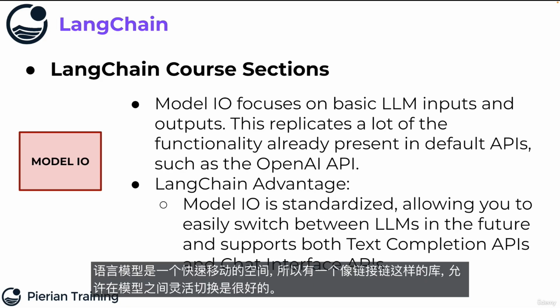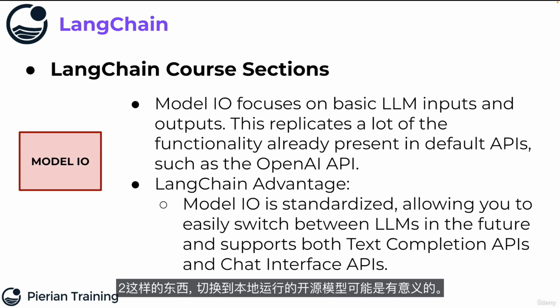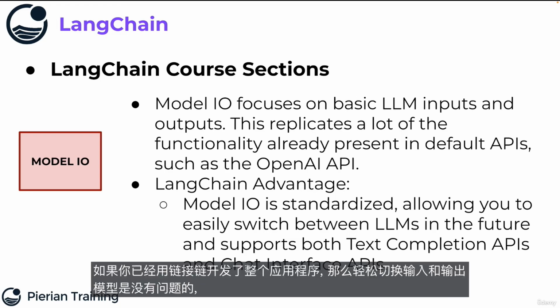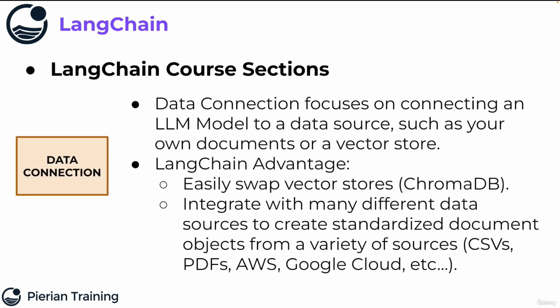Language models is a really fast-moving space, so it's great to have a library like LangChain that allows the flexibility to switch between models. For example, right now in this day and age, you may just be working with the OpenAI API. But as Meta releases things like Llama 2, it may actually make sense to switch to an open source model that you're running locally. If you've developed your entire application with LangChain, it's no problem to easily switch your input and output models because you have a standardized framework to work with. A huge advantage and win for LangChain there.